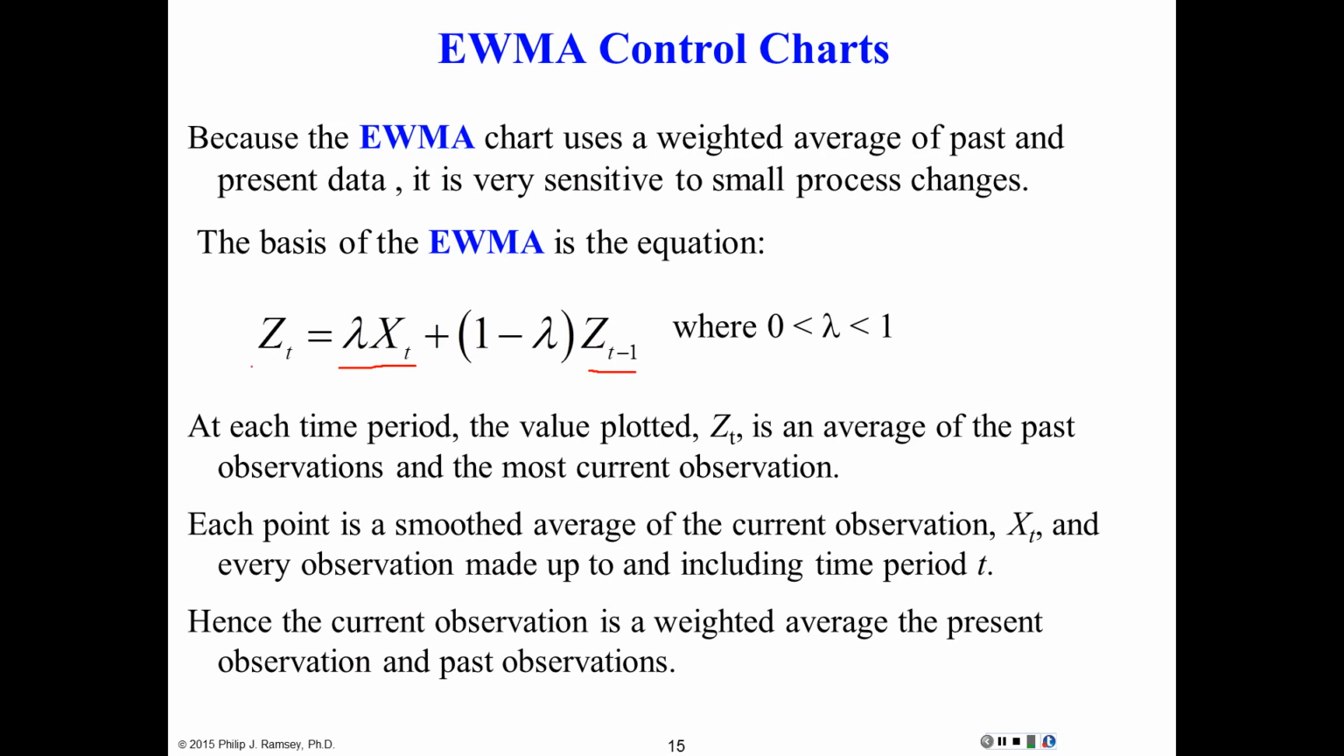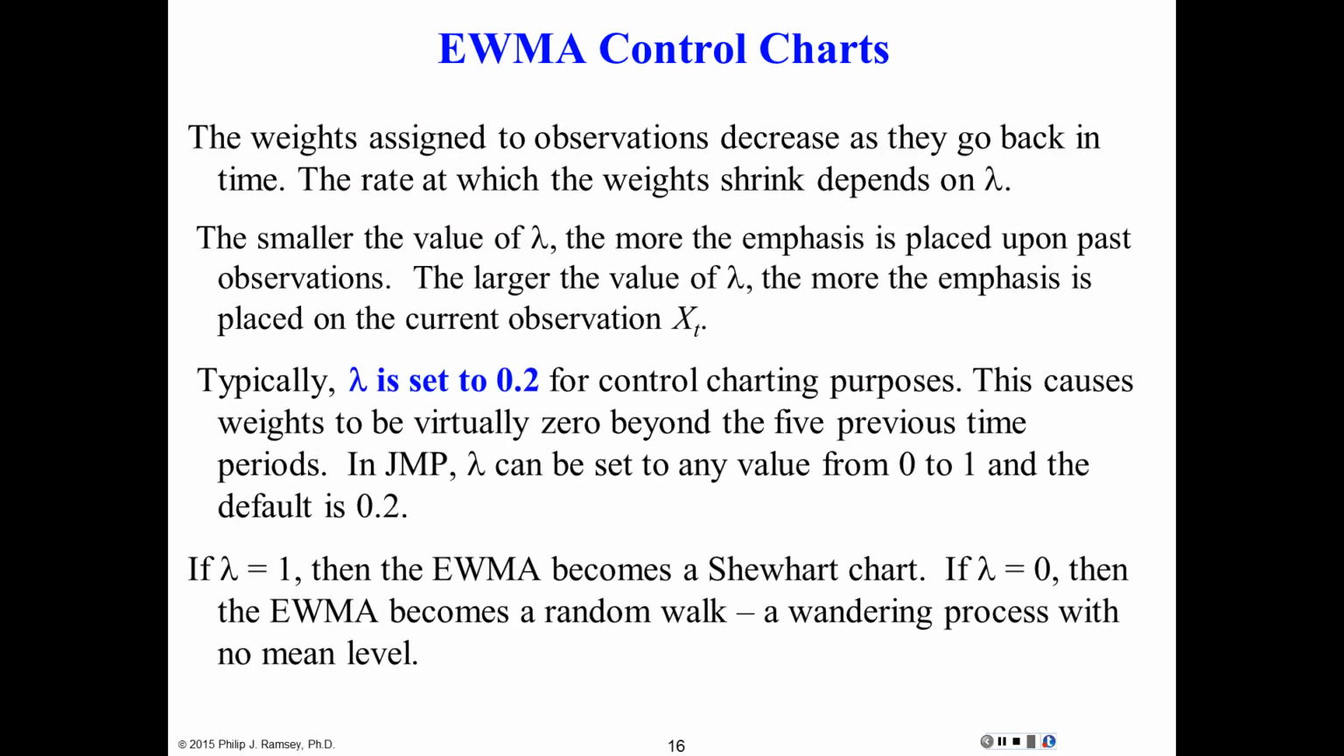So each time period we don't plot a raw data point, we plot an average. So lambda is a weight, usually it's 0.2 or 20%, and then the other is 1 minus lambda. So typically 20% of what's plotted is the current measurement and 80% an average of the past. And as I said, based on years of simulation studies, to get these to work well as control charts, lambda is typically set at 0.2.